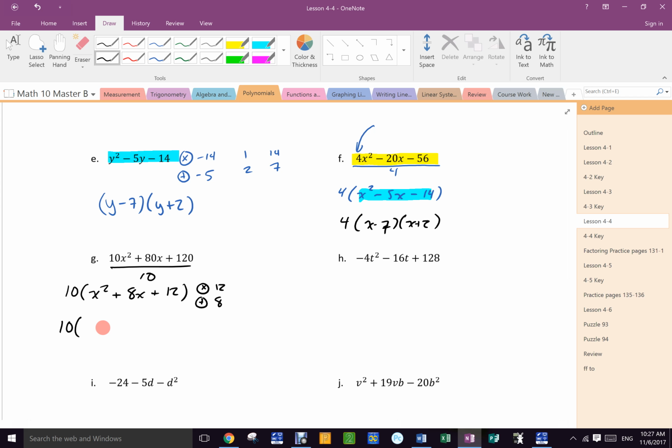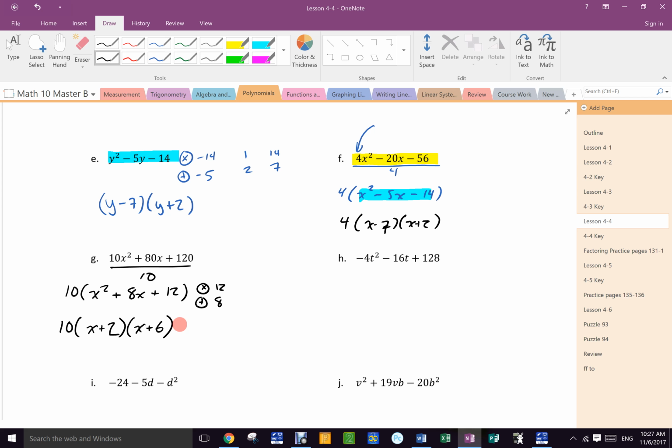It is 2 and 6, and they are both positive. X plus 2, X plus 6. Everybody cool? All right. Now, H is one of those rare times when we have an exception to a math rule.